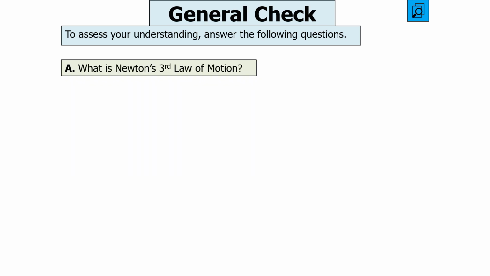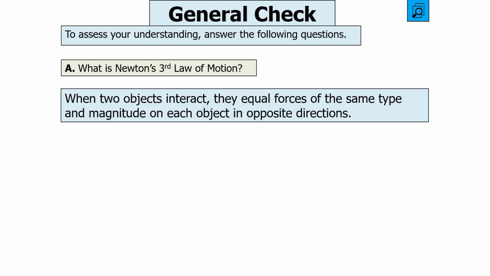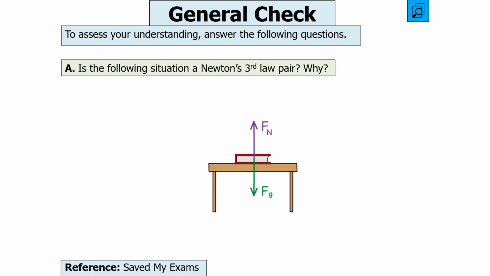The next question says, what is Newton's third law of motion? So pause the video now, then unpause the video when you want to go through your answer. Well, when two objects interact, they exert equal forces of the same type and magnitude on each other in opposite directions. The next question says, is the following situation a Newton's third law pair and why?